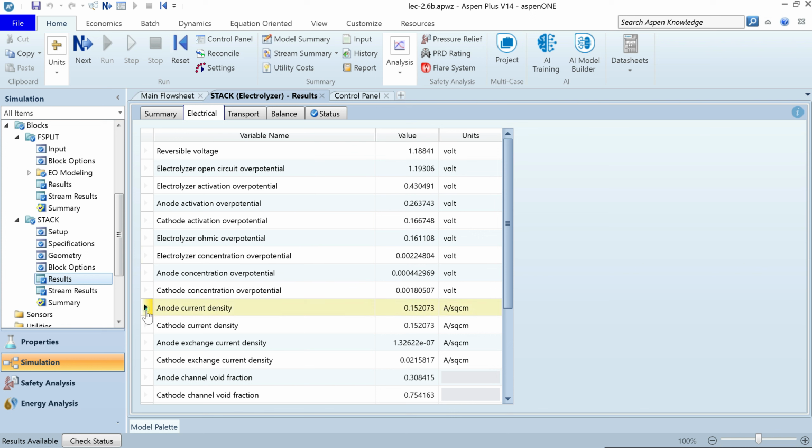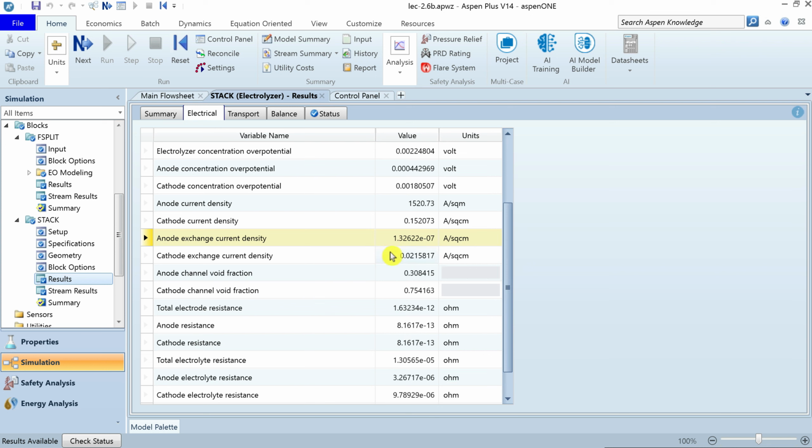Current density on the anode and the cathode sides are also provided, that is 0.15 ampere per square centimeter. You can notice this number in terms of ampere per square meter, that is 1520 amperes per square meter. The exchange current densities on the anode and cathode sides are also calculated. In the input specifications, we have provided the reference exchange current density. So using free energy on the anode and cathode side, the exchange current densities have been calculated.